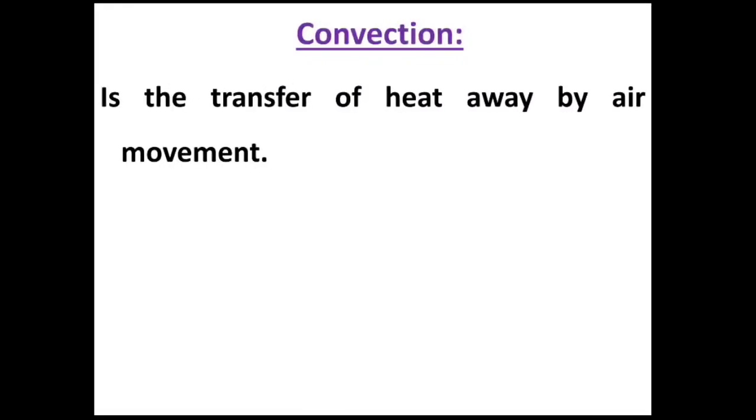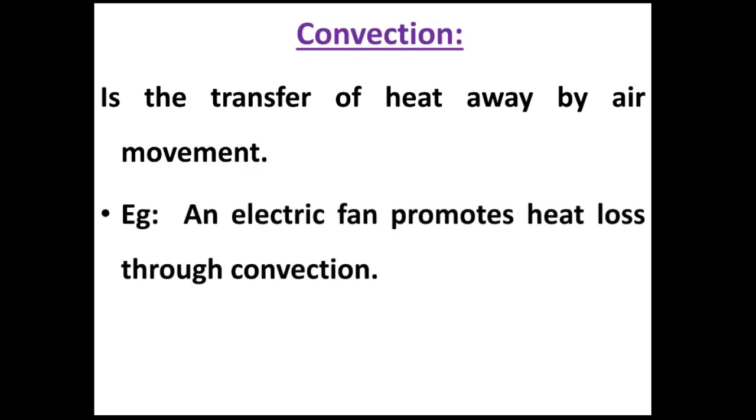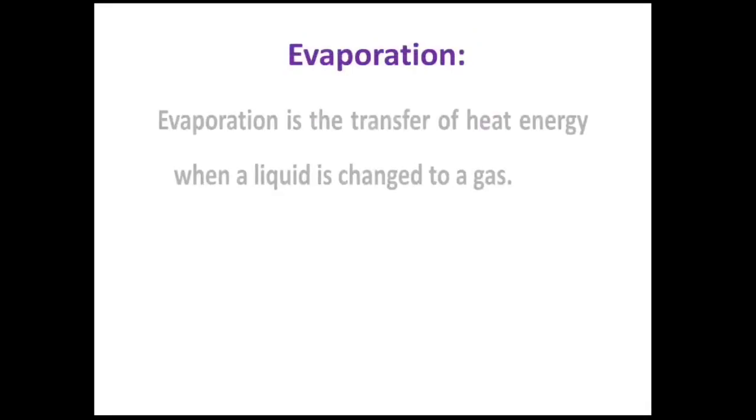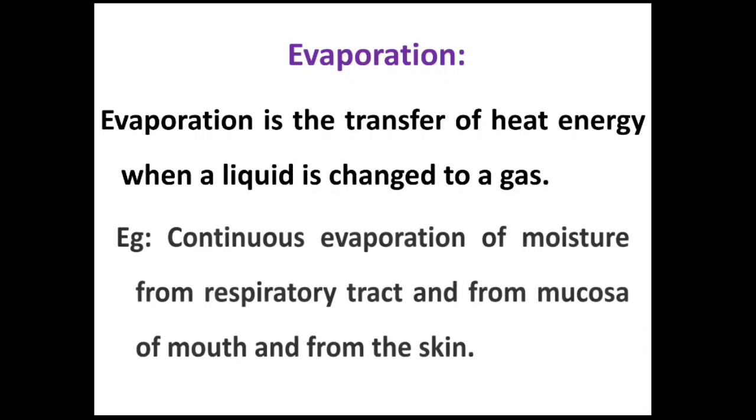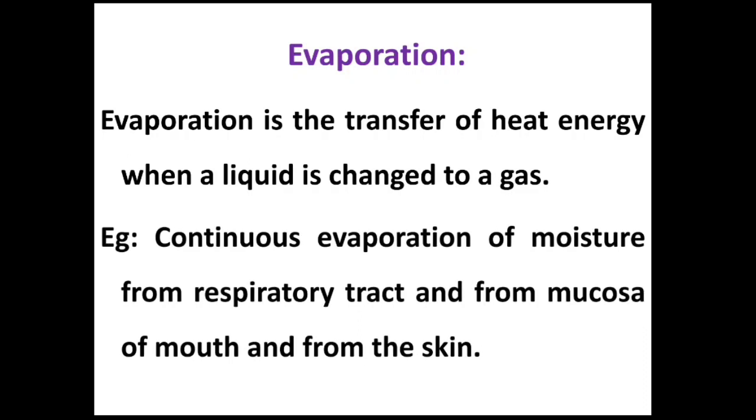Next is convection. It is the transfer of heat away by air movement. That is, the air current or air movement helps in the transfer of the heat. Example: an electric fan promotes heat loss through convection. Next is evaporation or vaporization. Here, the transfer of heat occurs when a liquid is changed to gas. Example: in our body, there is a continuous evaporation of moisture from the respiratory tract and from the mucosa of the mouth and skin.